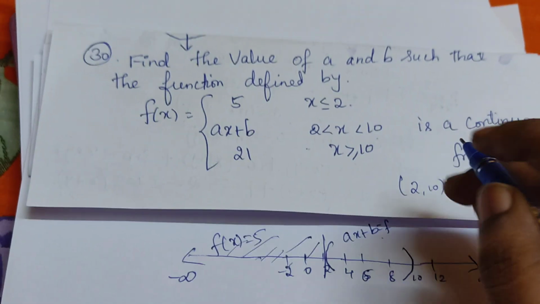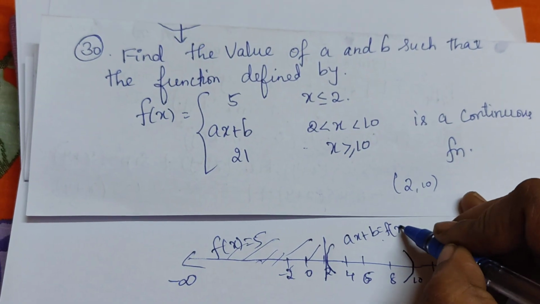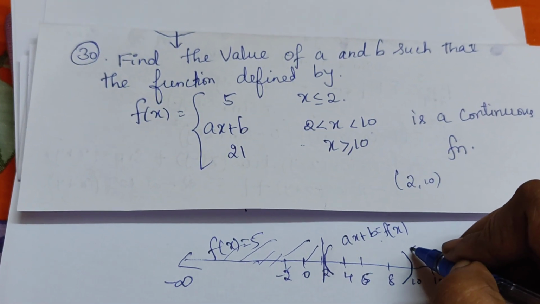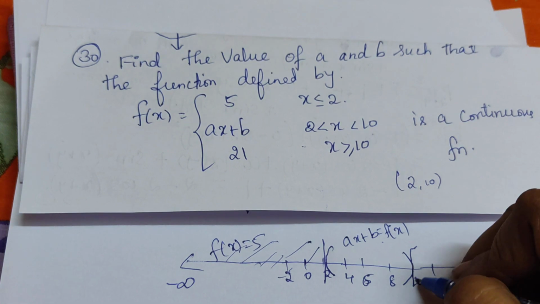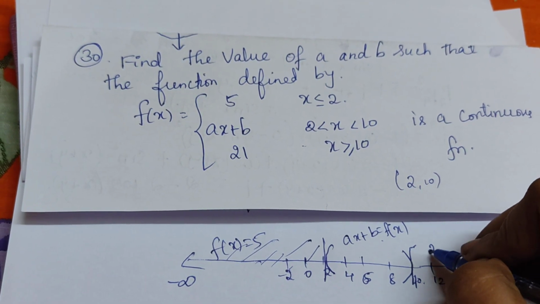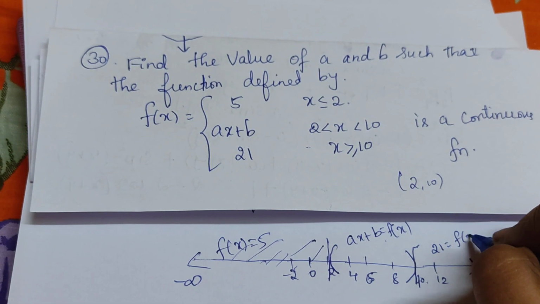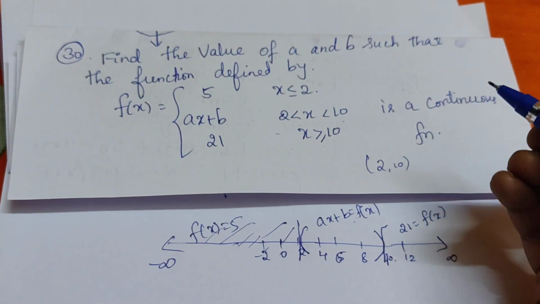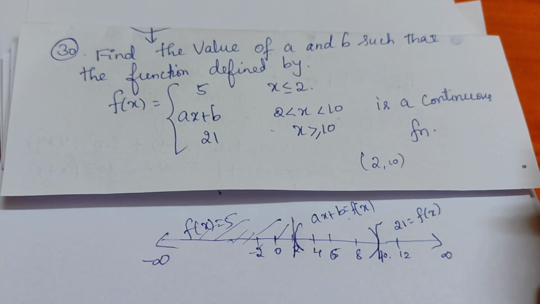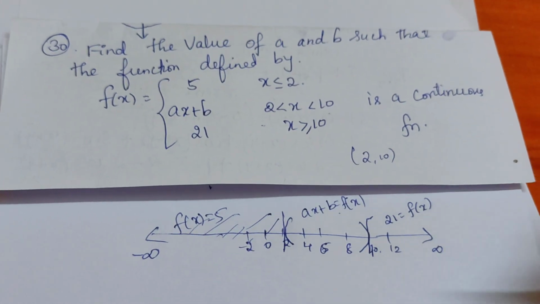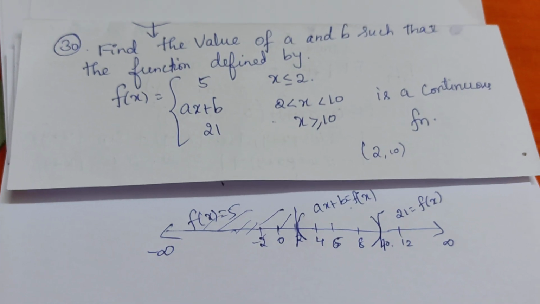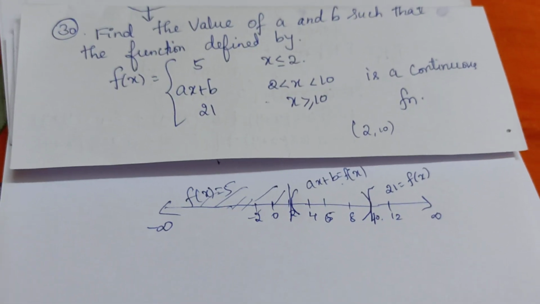In this the function will be ax plus b, and once the values are equal to 10 and greater than 10, the function will be 21. f of x will be 21. Again here it is a constant function. Now we have to assume the function is continuous, and after assuming the function is continuous, we will be able to derive the values of a and b here.